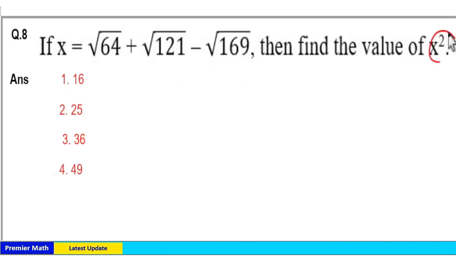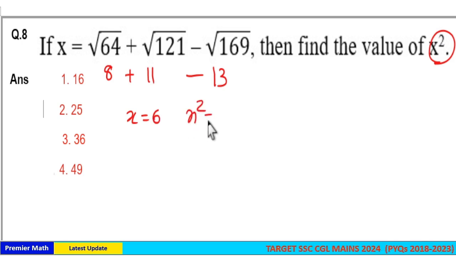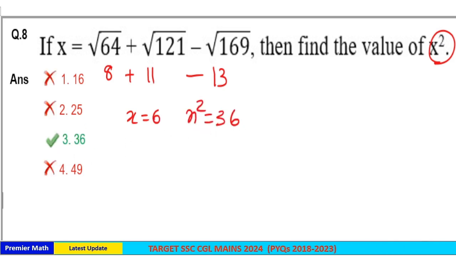Find the value of x square from the following. Here root 64 is 8 and root 121 is 11 and root 169 is equal to 13. So minus 13 plus 11 is minus 2. Minus 2 plus 8 is equal to 6. So x is equal to 6, which means x square is equal to 36. Option 3 is your answer.